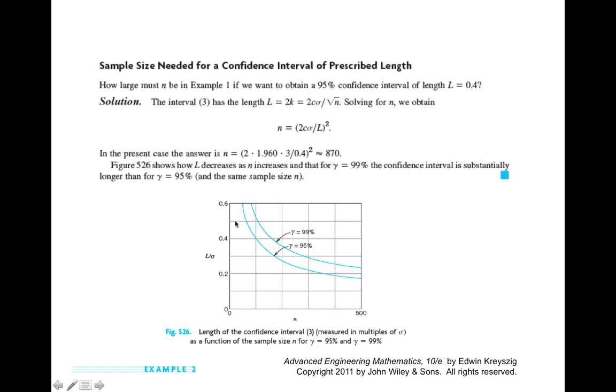Now, this is an interesting figure. It basically shows that for a confidence percentage of 99%, the sample size required is substantially larger. So if you had an L over sigma of 0.3, to go from a 95% confidence to a 99% confidence requires going from about 170 samples to almost 300 samples. So the greater the confidence you have in your numbers, the bigger your sample size needs to be.